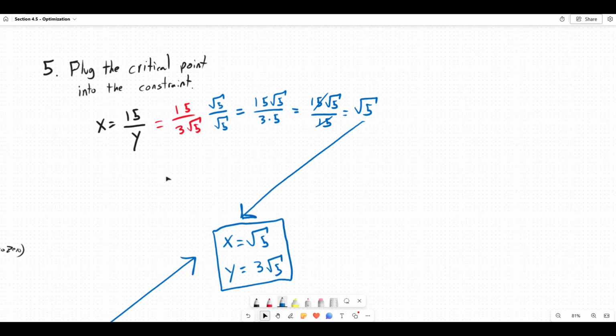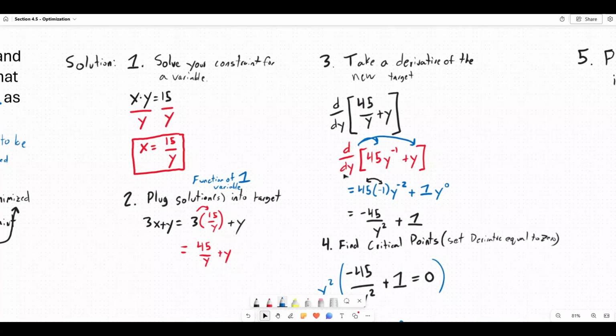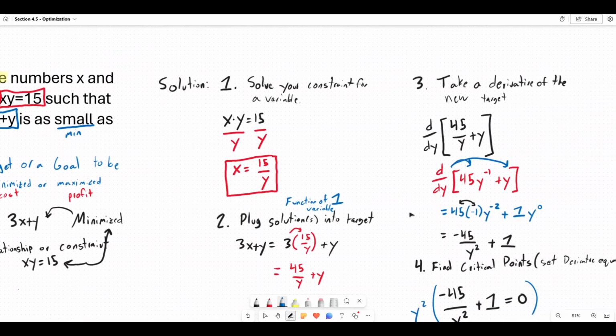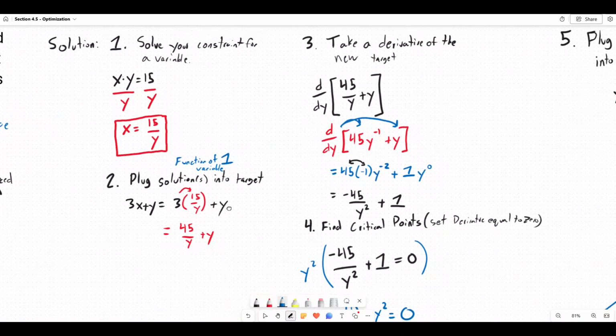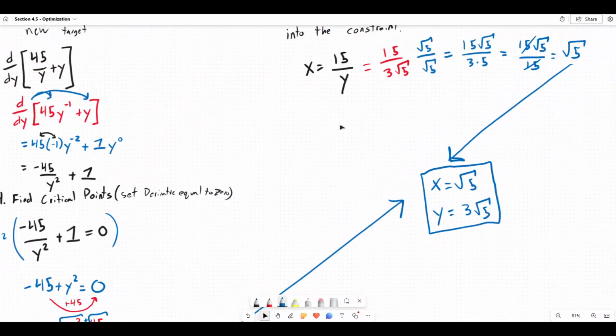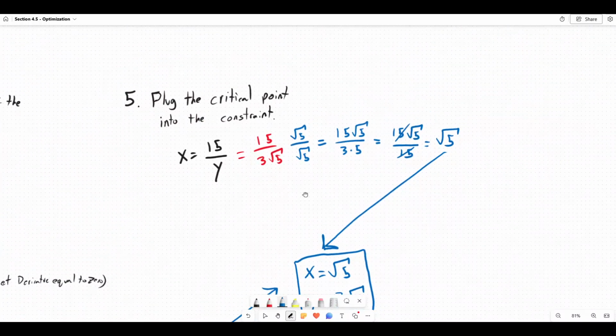Now, let's go back over those steps one more time, just to make sure. Before you do anything, you always want to make sure you know these two pieces: do you know the constraint and the target? Make sure you have those written down. Then, what are we going to do? We're going to solve the constraint, plug it into the target, take a derivative, find the critical points, and plug that critical point back into the constraint.